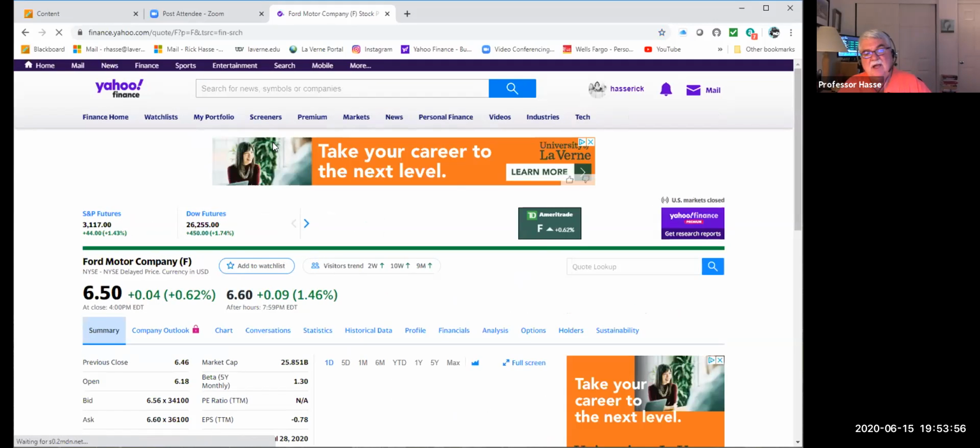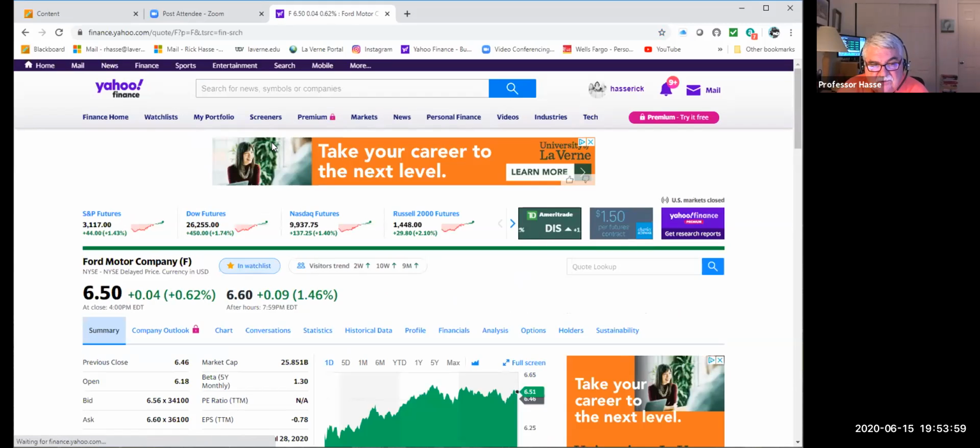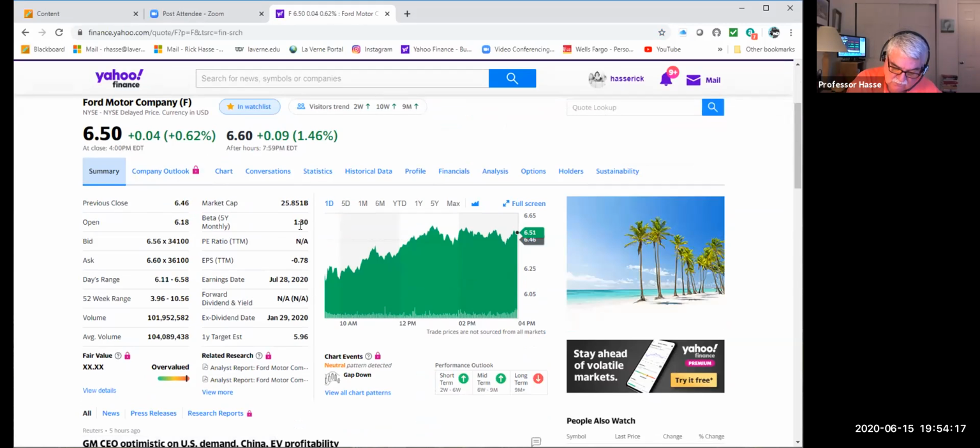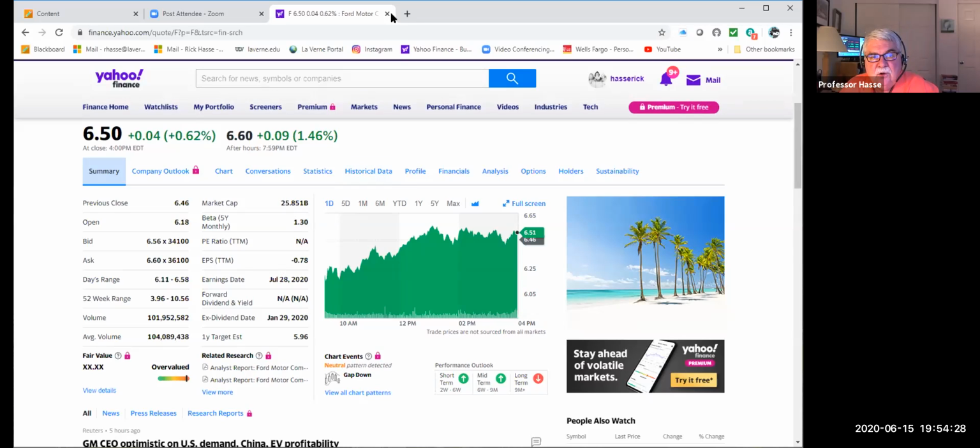It told me that the stock was trading today at $6.50, but it tells me a couple other things here. Look at this. Ford Motor Company's current beta is 1.3. Okay, 1.3. I'm going to write that down. 1.30, Ford's current beta. That's their current risk in the market. A little bit below average, 1.3.